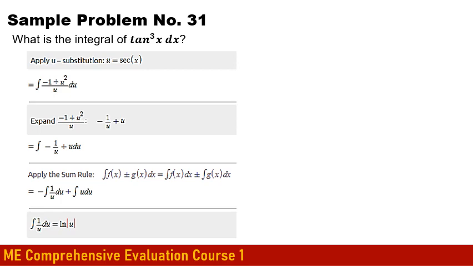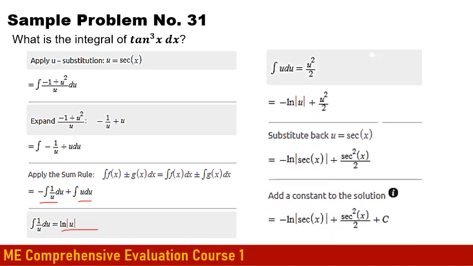So we expand the negative 1 plus u squared over u. It will become negative 1 over u plus u. Then this will become the integral of negative 1 over u plus u du. So we apply the sum rule. We integrate each of the terms. So the integral of 1 over u du is ln u. For the integral of u du is just u squared over 2. Then it will become negative ln u plus u squared over 2. So we put back secant x. And applying the constant to the solution, we will get negative ln sec x plus secant squared x over 2 plus c.